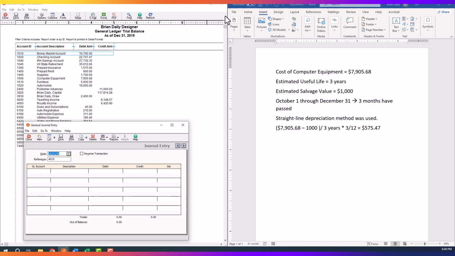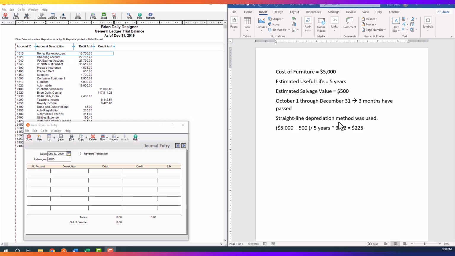Our next 2 adjusting entries are going to be similar in that they both are dealing with depreciation of a long-term asset. So the next asset that we're focused in on is our furniture. We can see in the trial balance that it has a balance of $5,000. That's the original cost of the furniture. Per the book, the furniture is estimated to have a 5-year useful life, a $500 salvage value. It was purchased on October 1st, and therefore 3 months have been used.